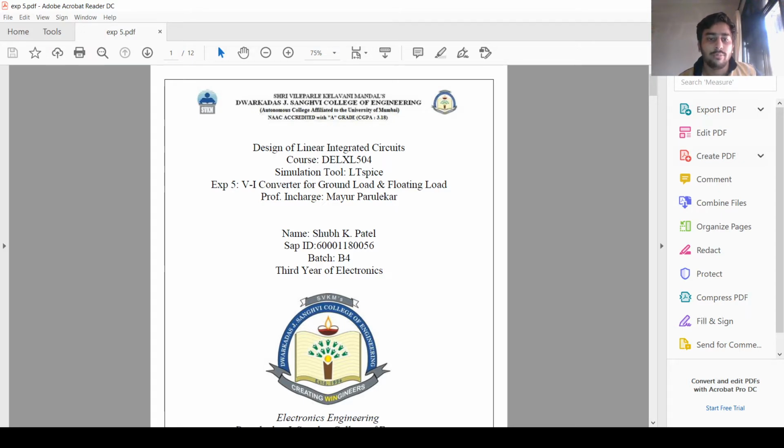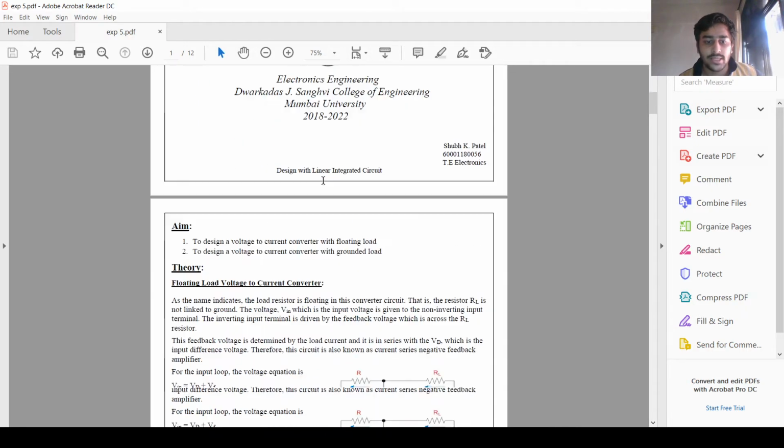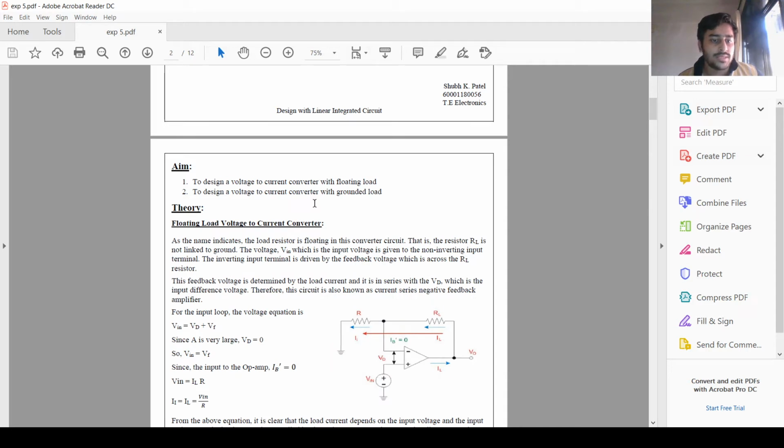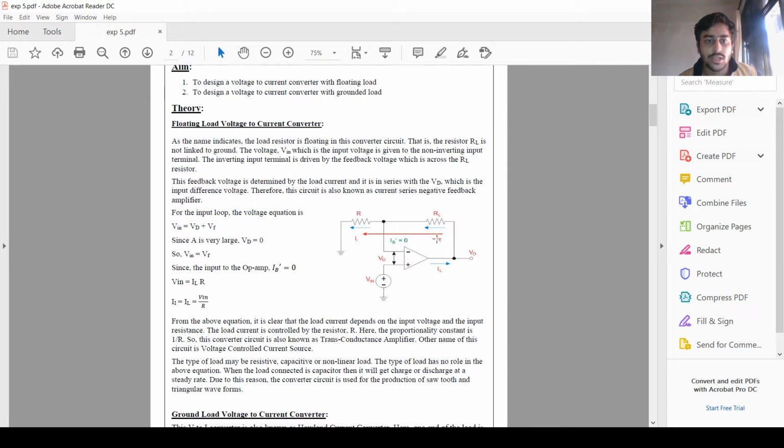In this video, I am going to design a V2I converter for ground load and floating load potential using the simulation tool LT-SPICE. Before jumping to LT-SPICE, let me give you a basic idea of the floating load V2I converter. So this is the circuit for the floating load V2I converter. The floating load basically means that the load is not connected to the ground. Instead, it is provided to the feedback loop of the op-amp.